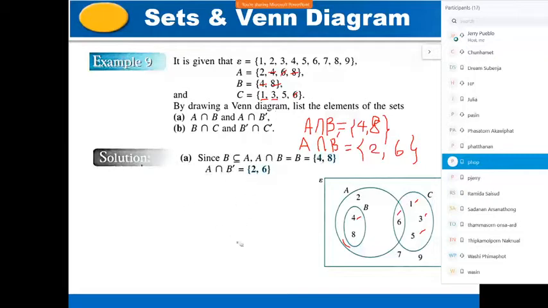Therefore A intersect B is equal to 4 and 8. Correct, right? And then A intersect B complement, we have 2 and 6. It's also correct. Now, how about letter B?